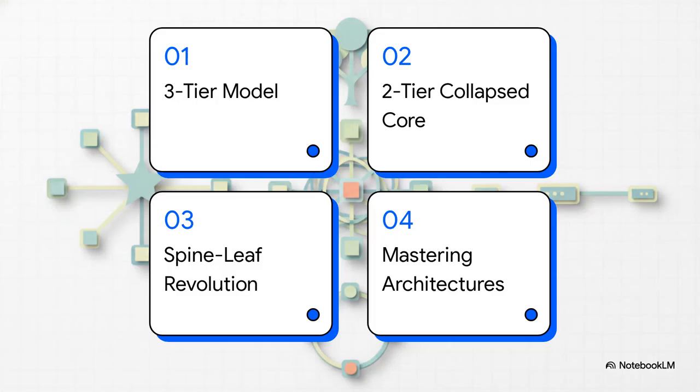So here's our roadmap for today. First, we'll look at the three-tier hierarchical model, then the two-tier collapsed core. After that, we'll hit the spine leaf revolution. And finally, we'll wrap up with mastering network architectures.